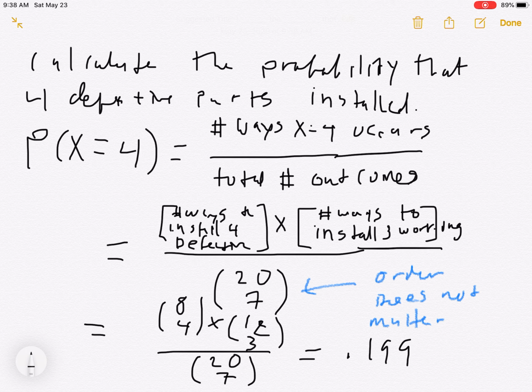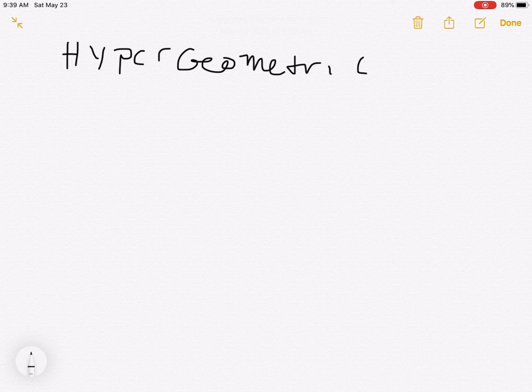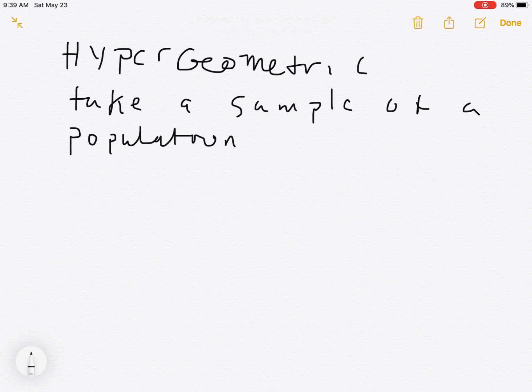Now let's go ahead and discuss this in a little bit more detail. So that was the hypergeometric distribution. And let's talk about what went on in that problem. So if I wanted to abstract this problem, we're going to take a sample of a population of size m. In this case, m was 7.